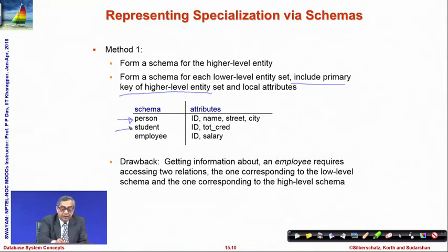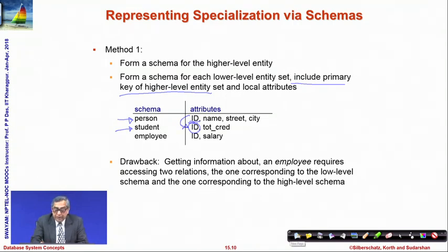So, when you are forming the schema of student, which is a specialization of person, you include the ID, which is the key of the higher level entity set person, and along with that you include the so-called local attributes, or attributes which are specific to this low level entity set, in this case total credit. Similar thing happens with employee.